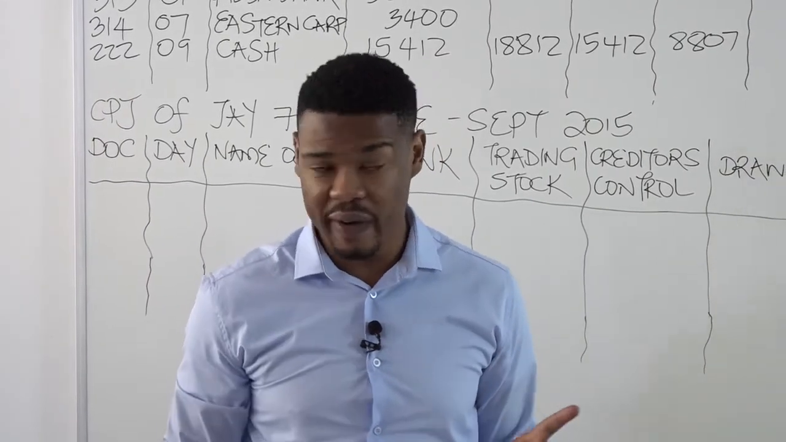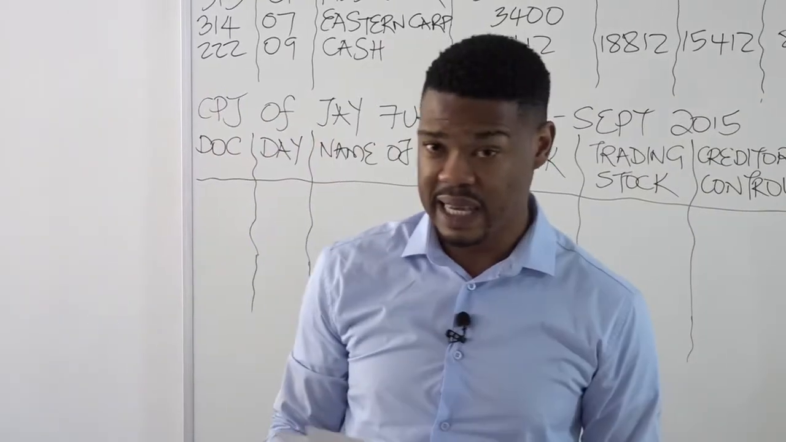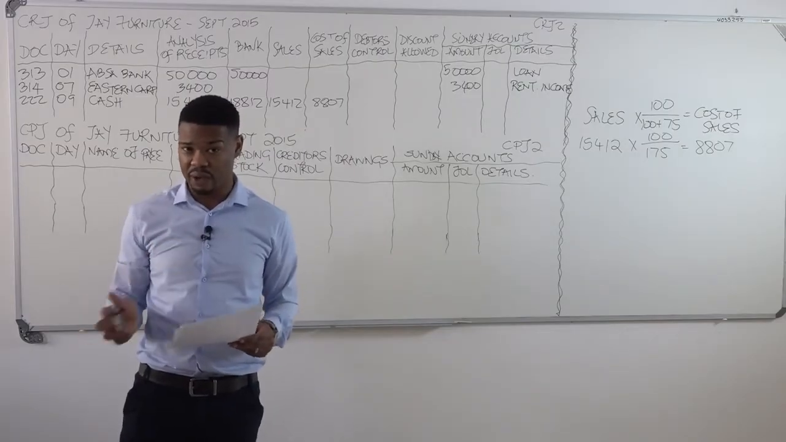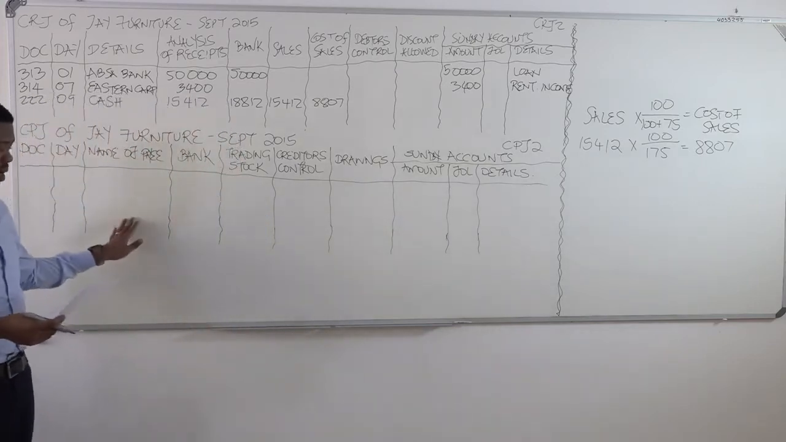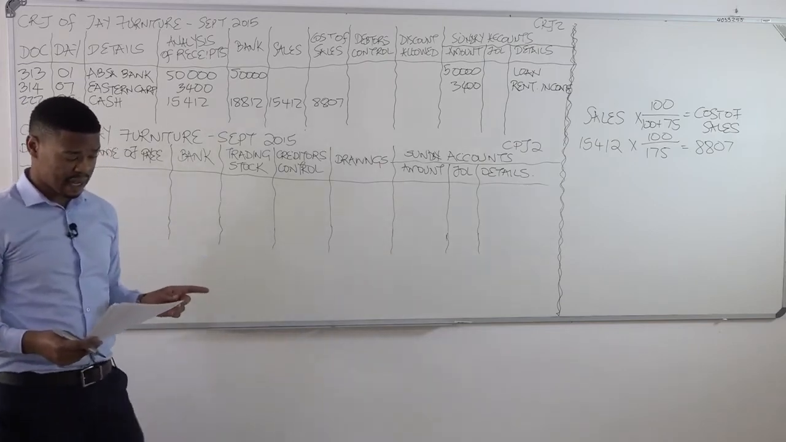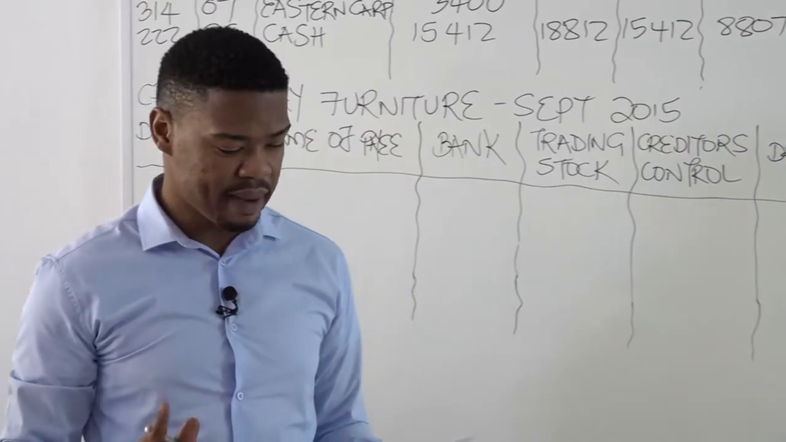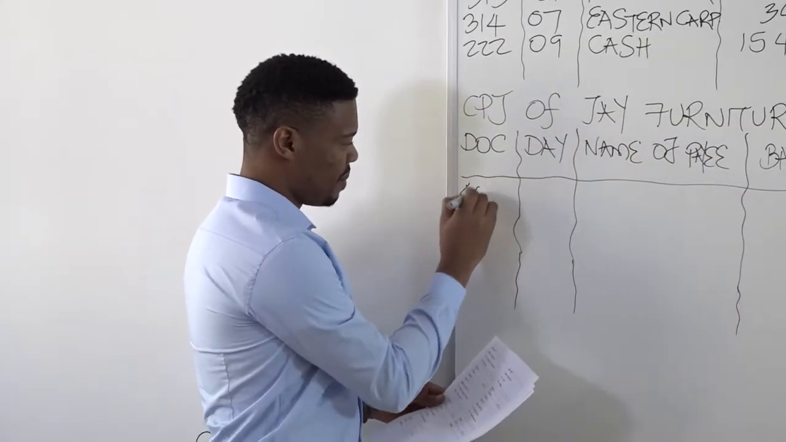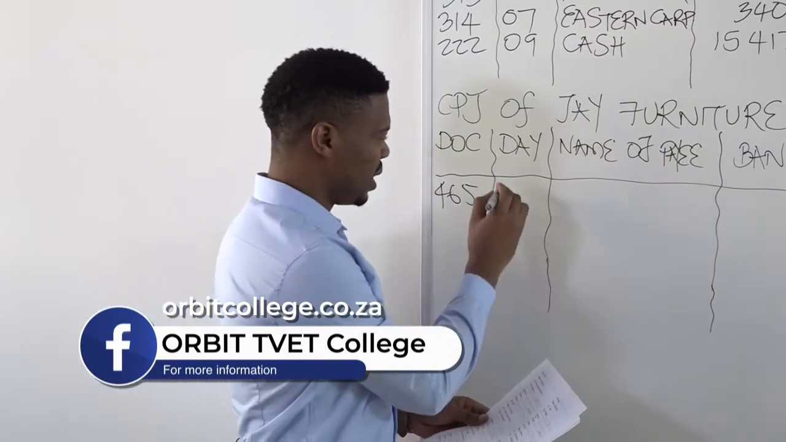I'm now going to move out of the CRJ and enter a few transactions inside of your CPJ. For that, you need to look at your check counterfoils. Those are the source documents that you use to enter transactions into the CPJ. I will take a few examples. Check counterfoil number 465. It happened on the 11th. Remember, enter transactions in date order. Document number 465. This check counterfoil was issued on the 11th.